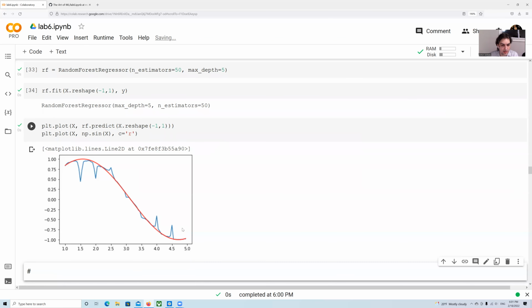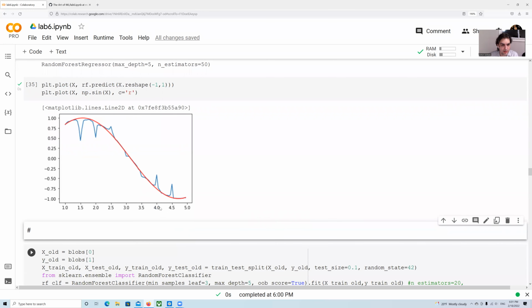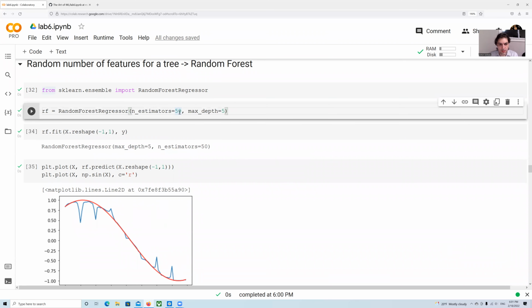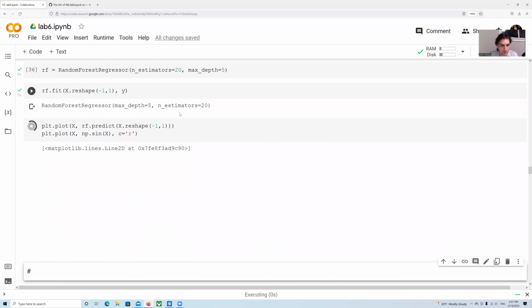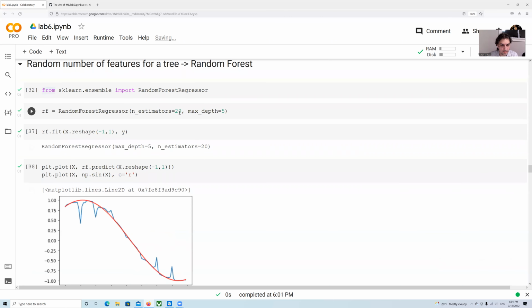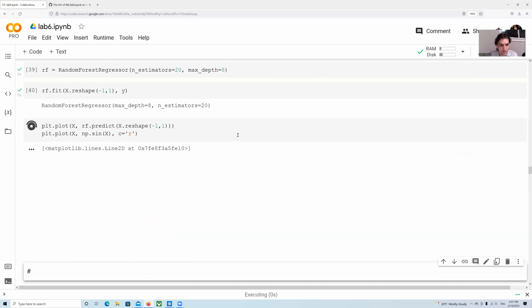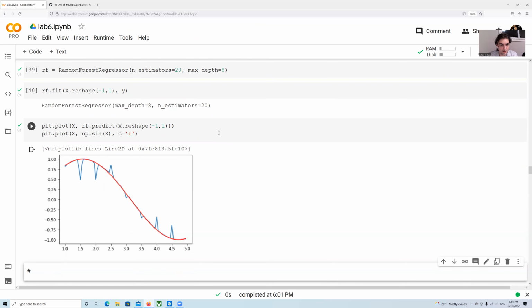And here is the result. You can see that it's pretty unbiased, but still some variance because there were noisy data. Probably if we use a small number of trees, it will be better. Take deeper trees. Still not so good.